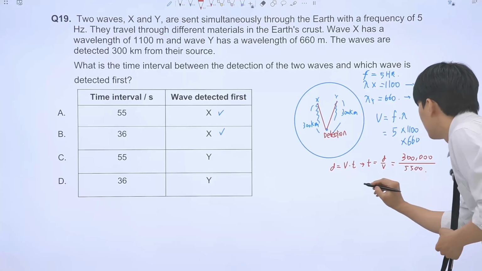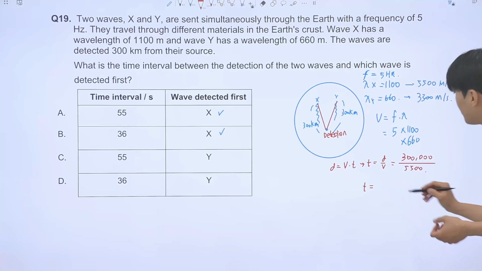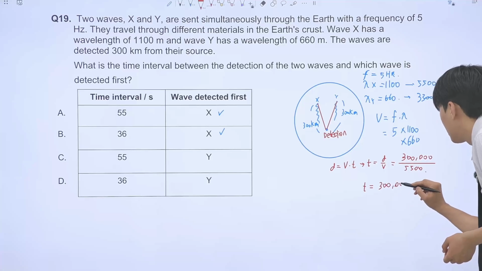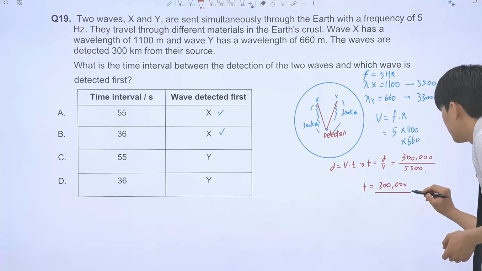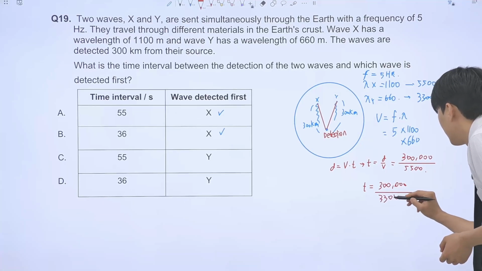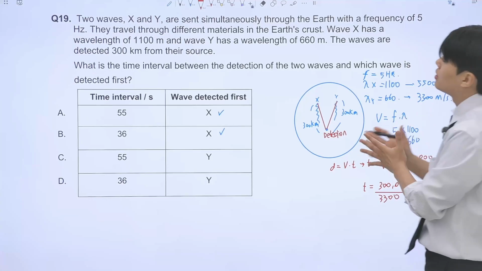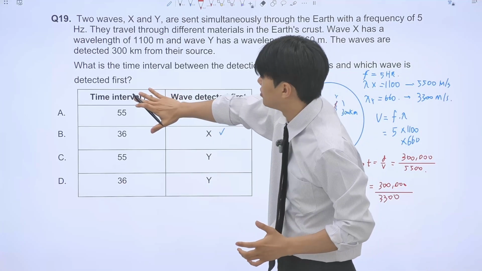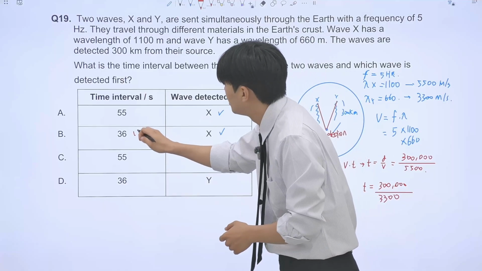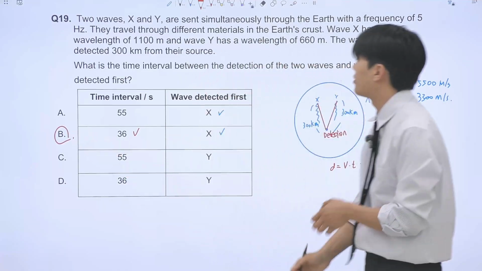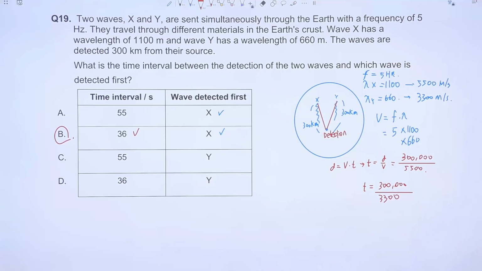And how about the y? In the same context, we have 300 kilometers again divided by the speed, which is 3,300. And if you calculate the two times and then find the difference between them, that is the time interval, okay? The difference should be this one here. You should get 36 as the time difference.